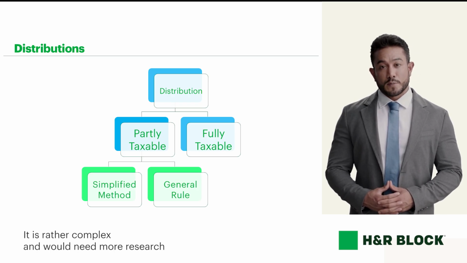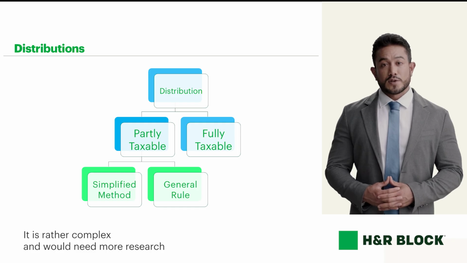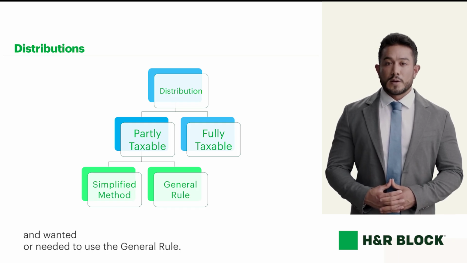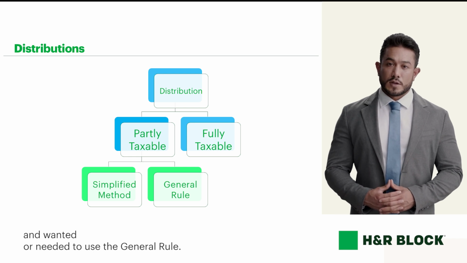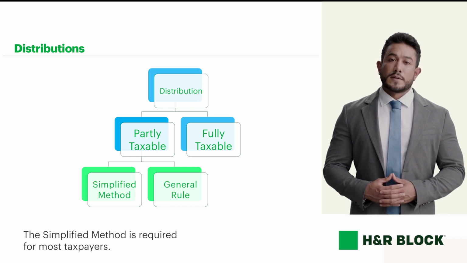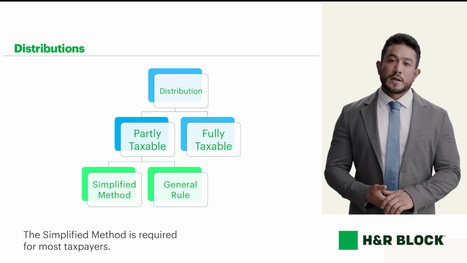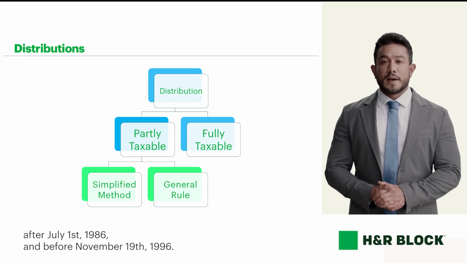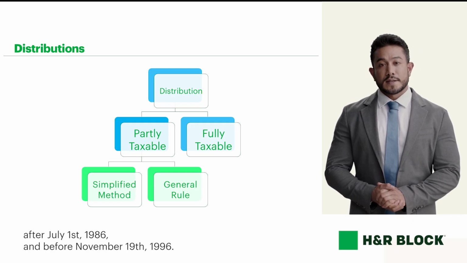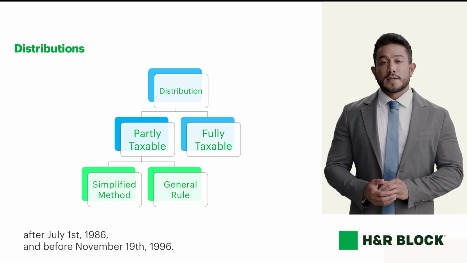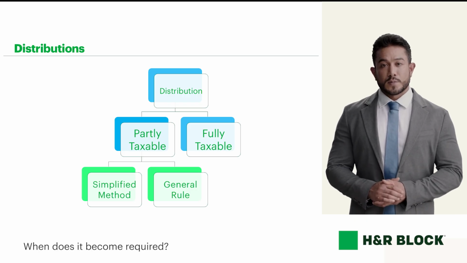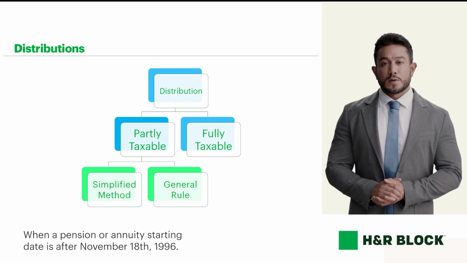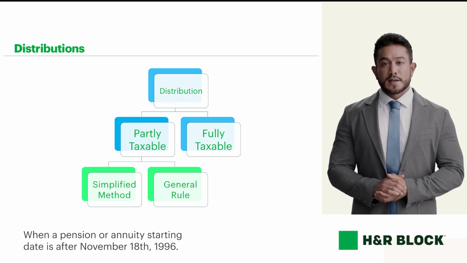It is rather complex and would need more research if the taxpayer started receiving their payments before 1996 and wanted or needed to use the general rule. The simplified method is required for most payers. It is optional for pensions or annuities with a start date after July 1, 1986 and before November 19, 1996. When does it become required? When the pension or annuity starting date is after November 18, 1996.